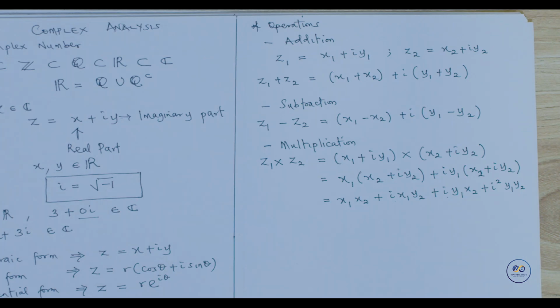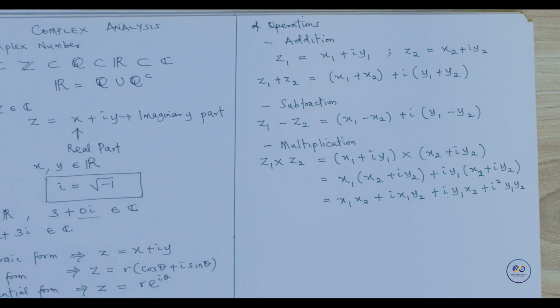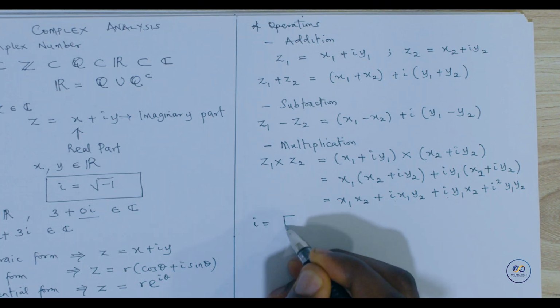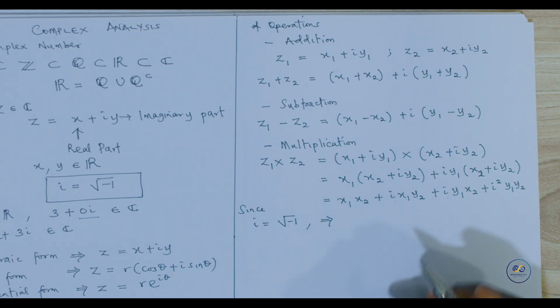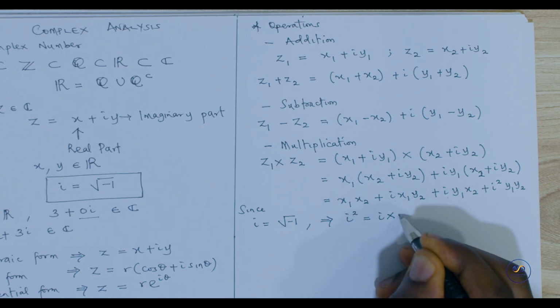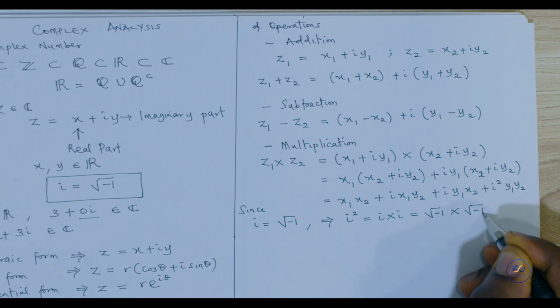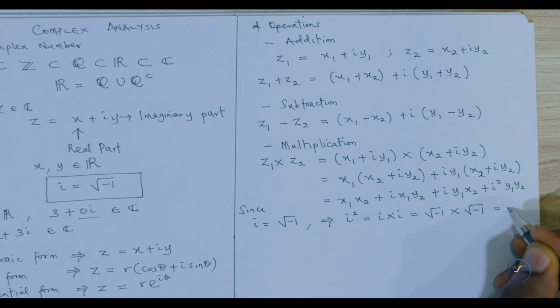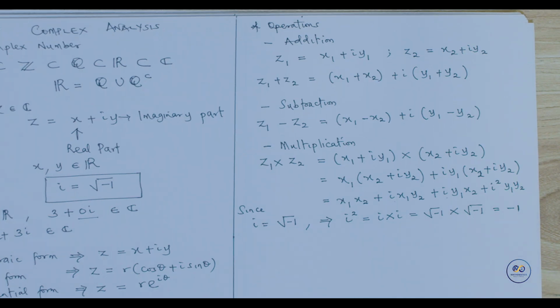How do we deal with powers of i? Do not forget that we have said that i is equal to the square root of minus 1, and that's the basic principle for complex numbers. So if i is equal to the square root of minus 1, it would imply that i squared is the same thing as i times i, which is the square root of minus 1 multiplied by the square root of minus 1, which, by this multiplication, will give us minus 1. That's the same principle of surd multiplication.